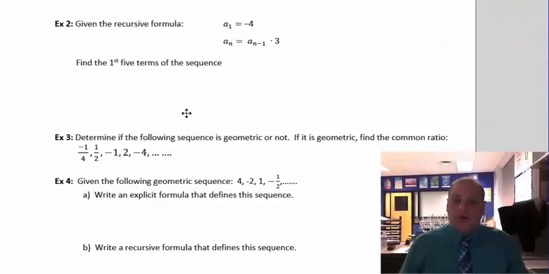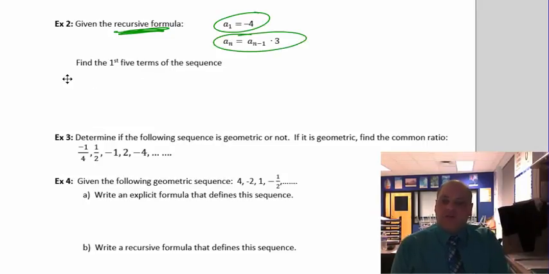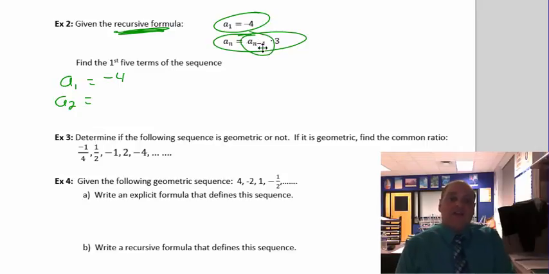All right, now another recursive formula here. I'm sorry, this is written recursively now instead of explicitly. So again, recursively, they gave us the first term, and then they give us the definition. They want to write the first 5 terms. So A1 is -4. A2 is going to be A sub n minus 1, that's the previous term, times 3.